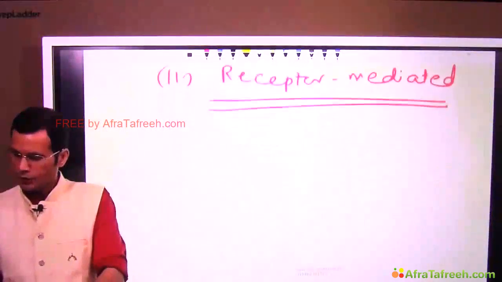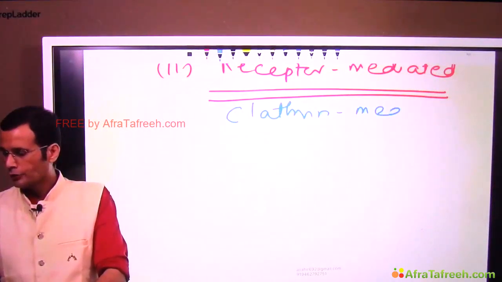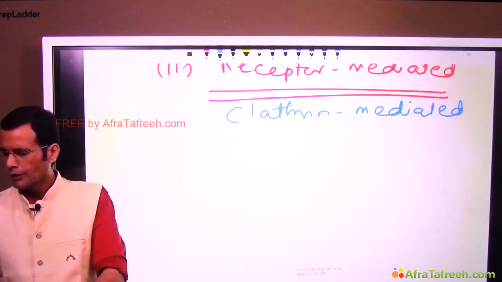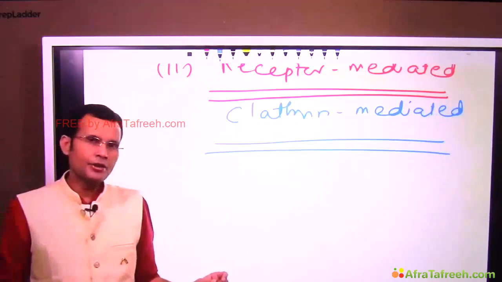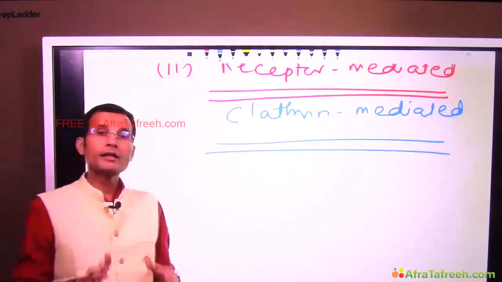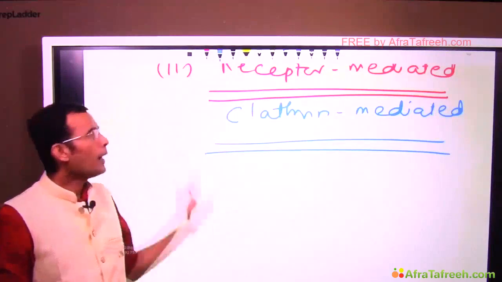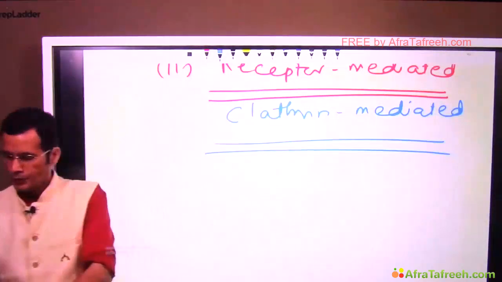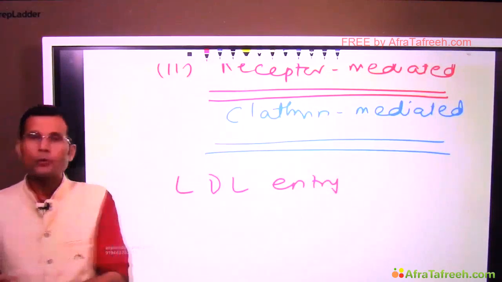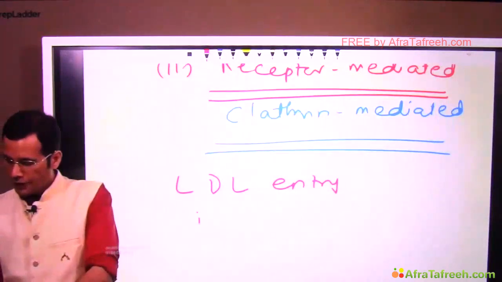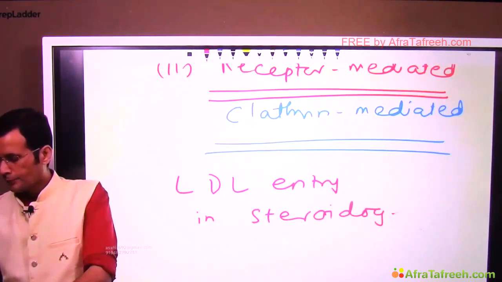Receptor mediated or clathrin mediated endocytosis. What are the examples? LDL entry into the cells and the LDL receptor also. Both of these are internalized by this mechanism. So let's just write it. LDL entry into steroidogenic cells.